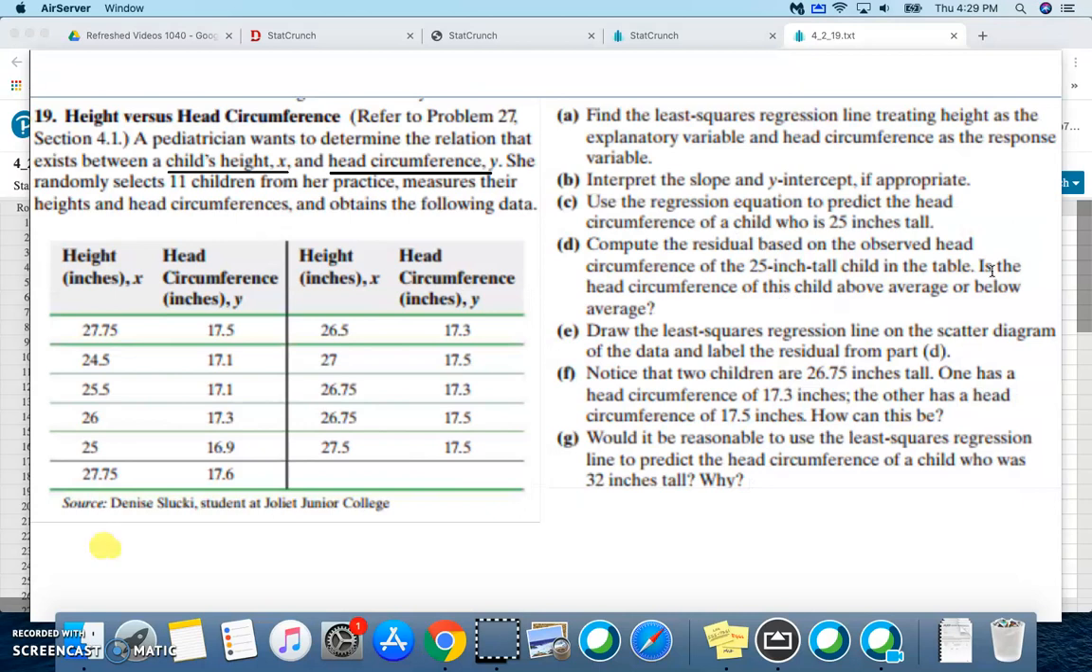So this will be part A. Y hat equals that slope, which was 0.1827, I'll round it there, x, plus 12.4932. Okay, and that's the least squares regression line. Now we want to interpret the slope and the y-intercept.